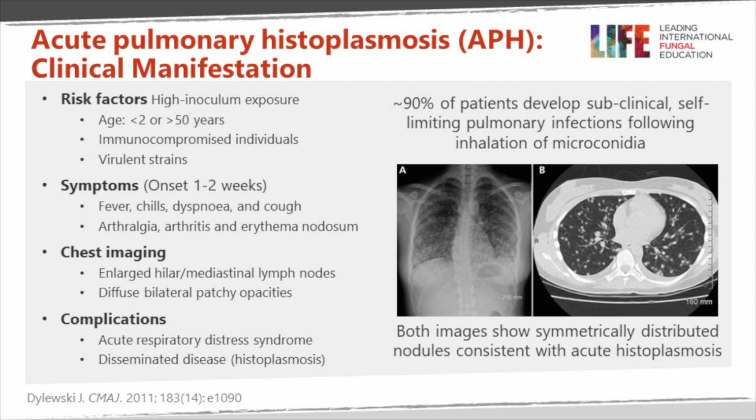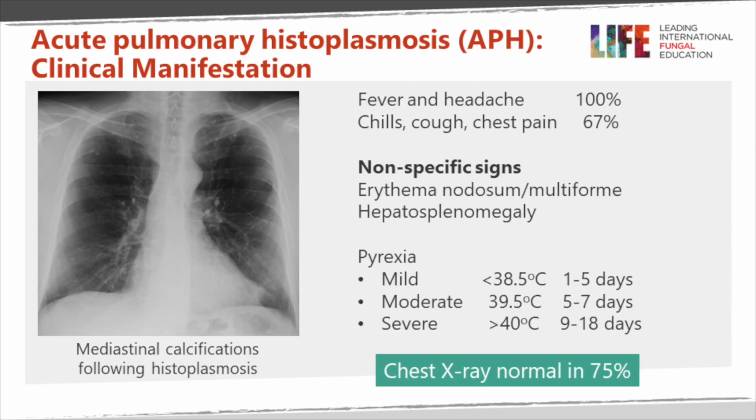On the chest imaging, you get enlarged hilar or mediastinal nodes typically. And you also, in the more severe cases, get bilateral patchy opacities. Occasional patients can go into acute respiratory distress syndrome, and it can also lead to disseminated disease, particularly in those who are immunocompromised, but not exclusively in those patients. So this is another example of acute pulmonary histoplasmosis on the left, with a patient who's previously had it with mediastinal calcification. But the acute presentation is typically with fever and headache, and then chills, cough and chest pain.